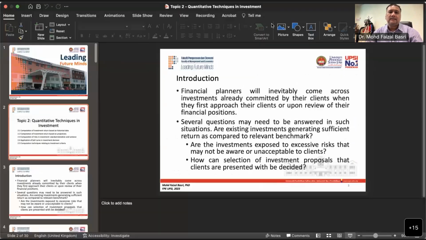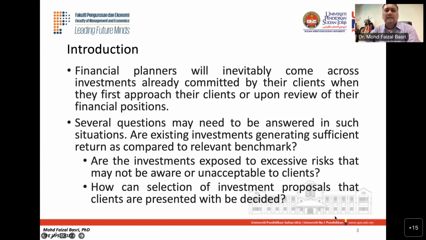Okay, as the introduction, financial planners will inevitably come across investments that are already committed by their clients. So we need to analyze, or recheck, the current positions, and we want to know whether the existing investments are generating sufficient returns or not. This is if you already have clients who have already invested before.